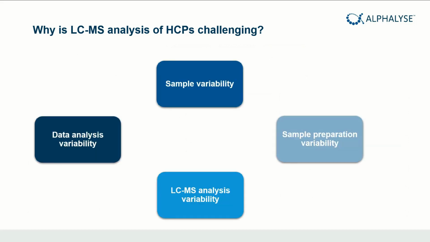So here I look at some of the different variabilities that you can have in a result. So first you have the sample variability. So this could be different matrices of different process purification samples. Sample complexity, you have other things in there that might disturb the analysis. You have the individual drug molecule. You have different concentrations.